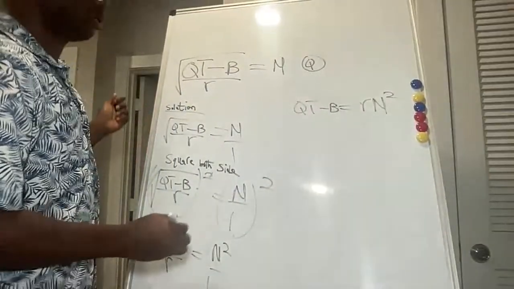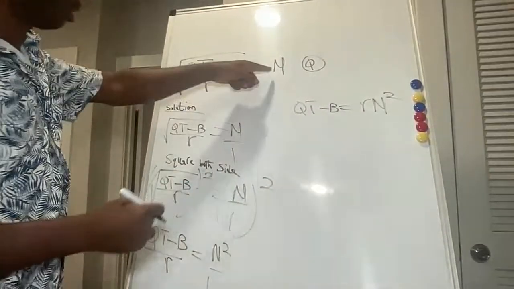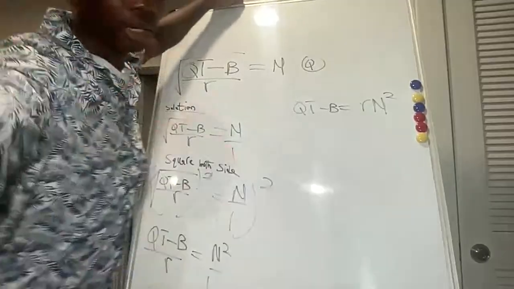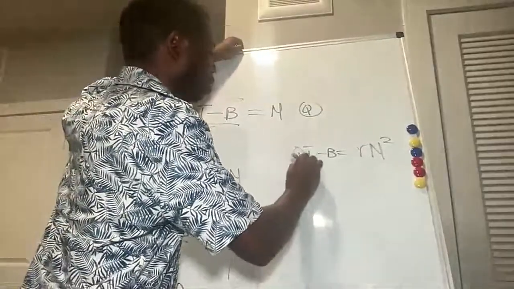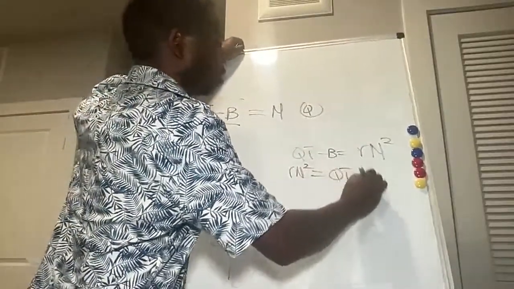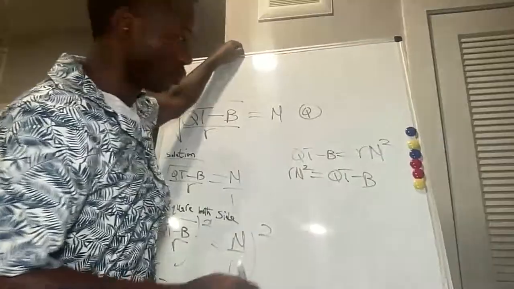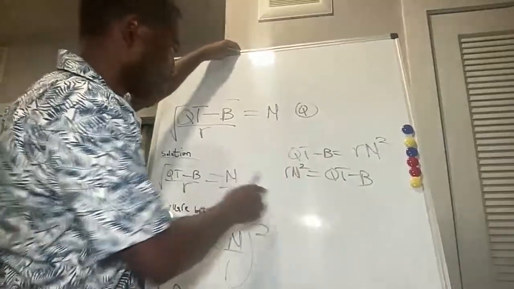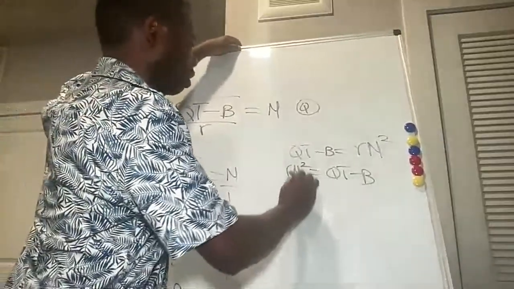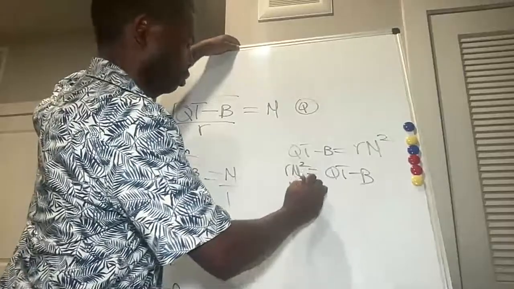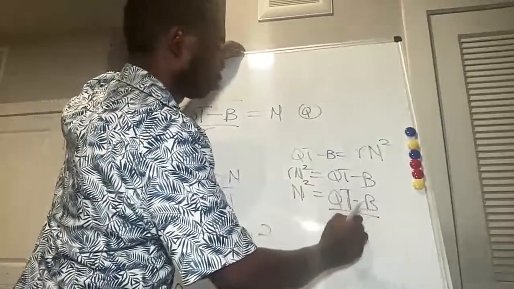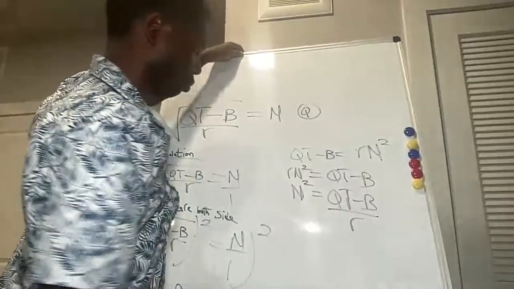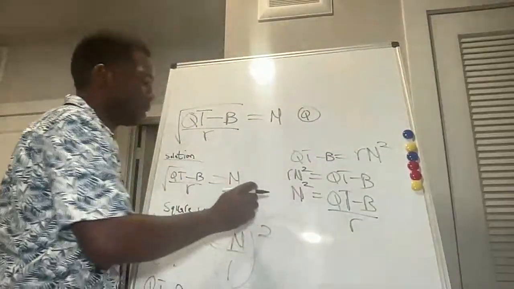Okay. So now we are making n subject of the formula. The one that has n is what is at the right hand side. Let's reverse the equation. Rn square is equals to q t minus b. Now we are making what? N subject of the formula. N square is equals to q t minus b over what? R. Now r over r.